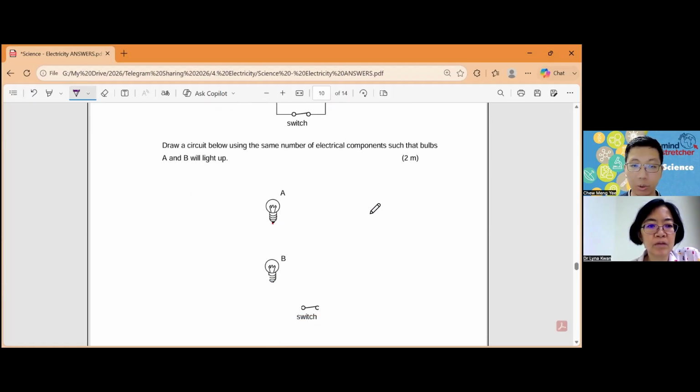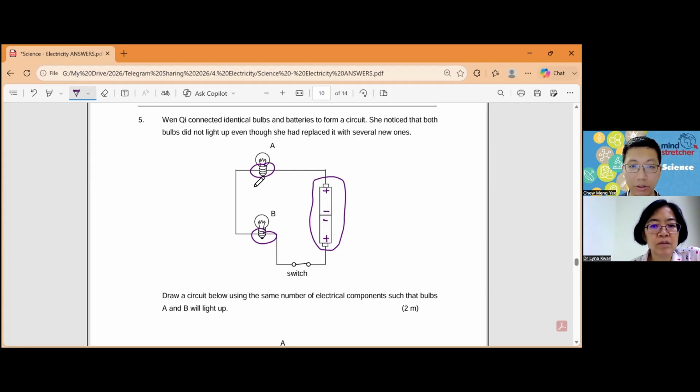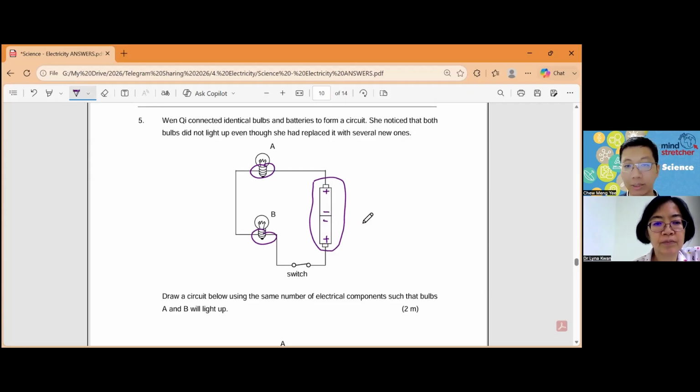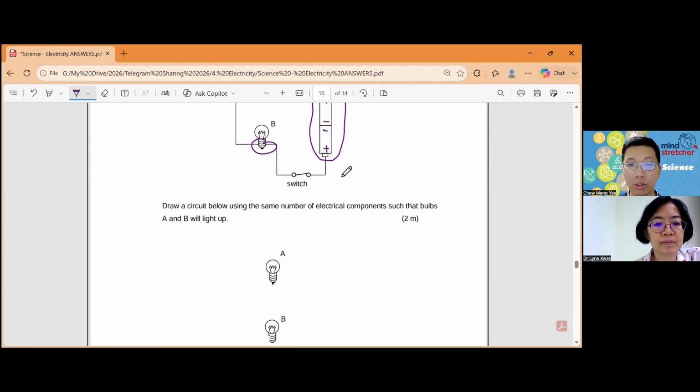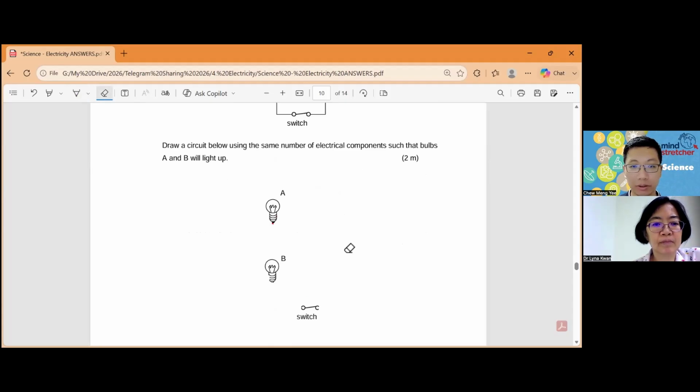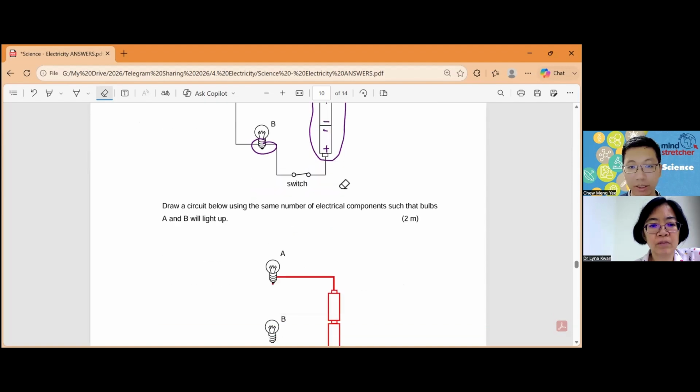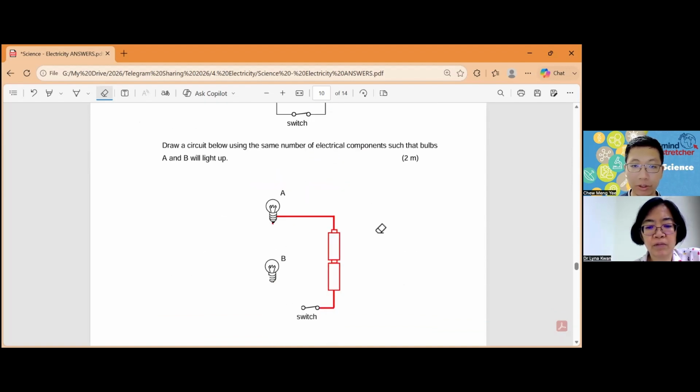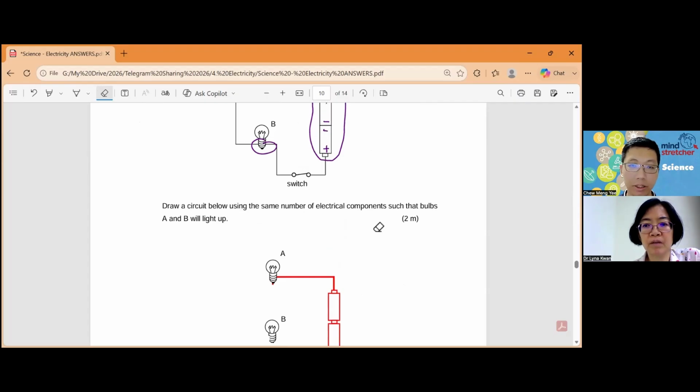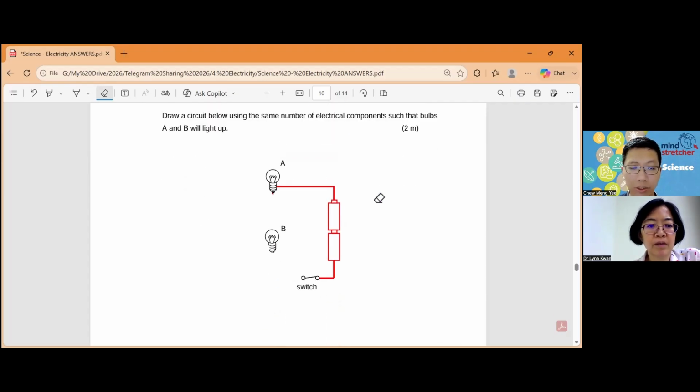So for such a question, you just need to correct these mistakes. For the battery, it will look like this. Everything else remains the same. Just change the orientation of the battery, flip one of the batteries up, or if you want both to face downwards, also can. Then the light bulb, since I already have one wire to the casing, the other wire must be to the metal tip.